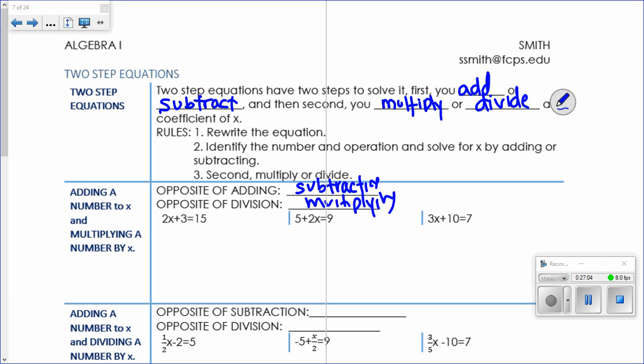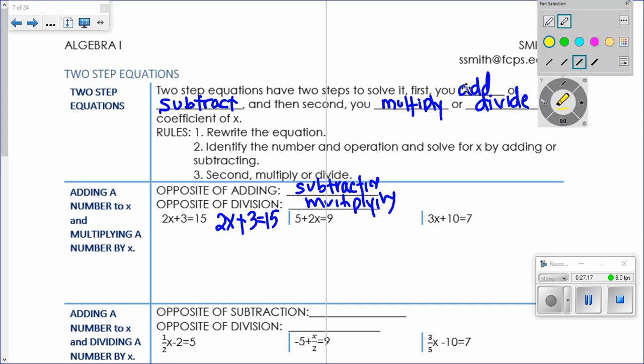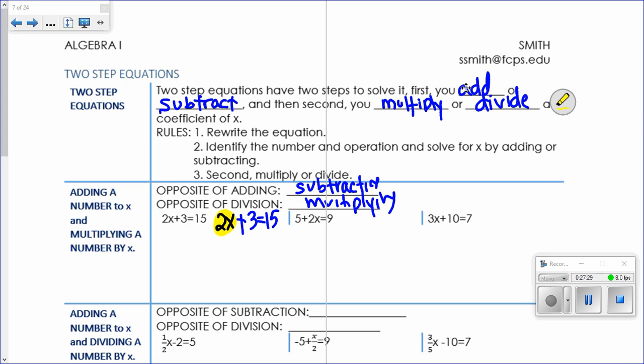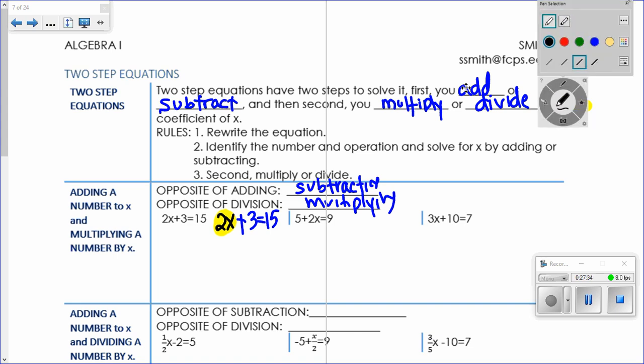A little refresher. Now rewrite your equation: 2x plus 3 equals 15. Highlight the 2x. Am I going to touch that first? No. What am I going to do first? Add or subtract? Can I add or subtract? Yes, Sam? Subtract what? 3. Draw your line down the middle.